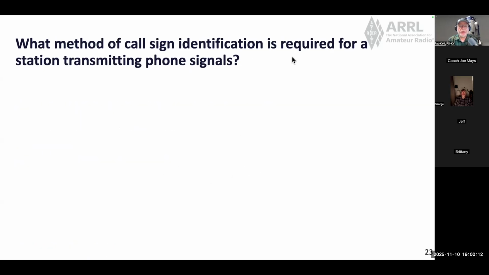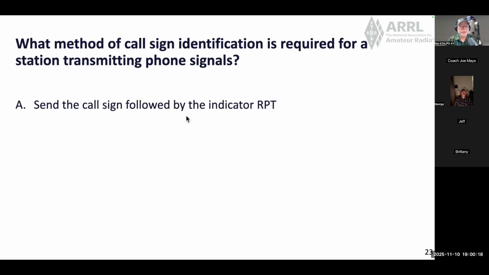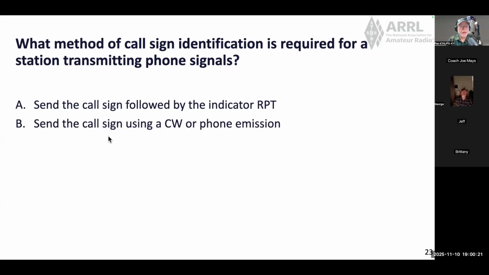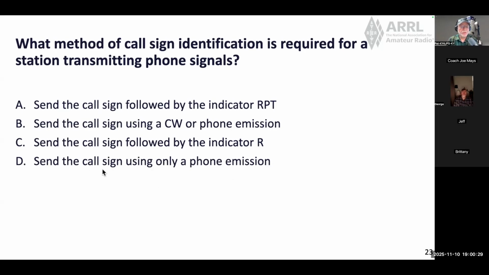What method of call sign identification is required for a station transmitting phone signals? Send a call sign followed by the indicator RPT. Send a call sign using CW or phone emission. Send a call sign followed by the indicator R, or send a call sign using only phone emission. B. B, you can do your call sign either using CW or phone, meaning voice, so you can give your call sign KY4 JPS. So the answer is going to be B, either voice or CW.